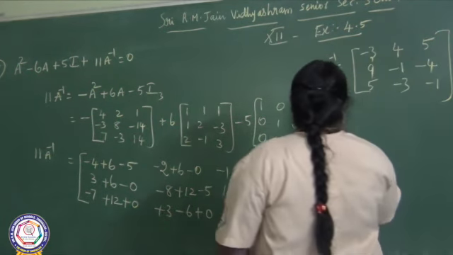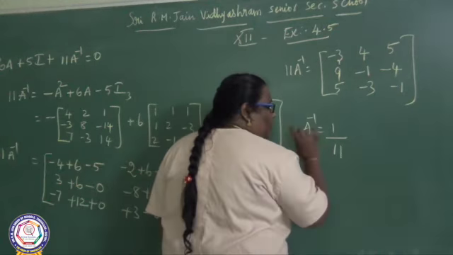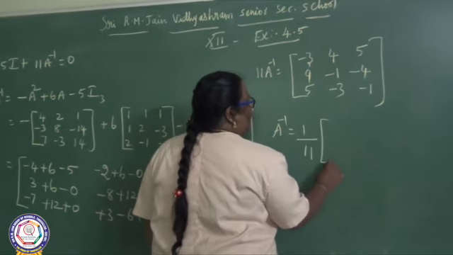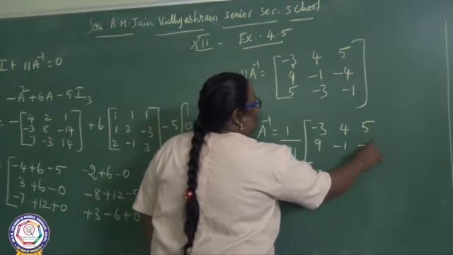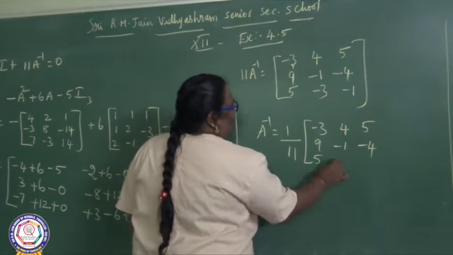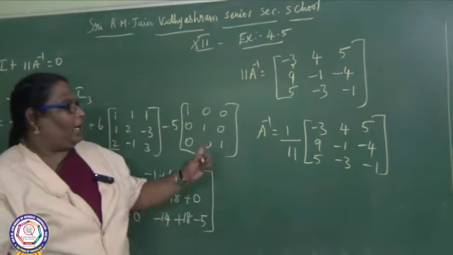So therefore A inverse equal to 1 by 11, you can bring the coefficient down, 1 by 11 into the matrix minus 3, 4, 5, 9, minus 1, minus 4, 5, minus 3, minus 1. This is the value of A inverse.